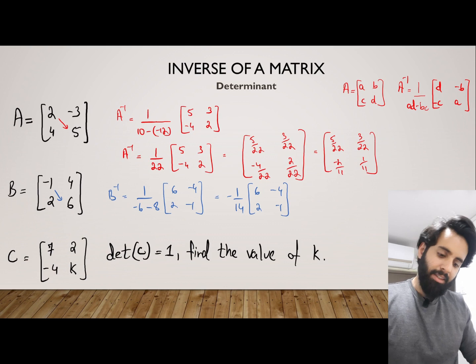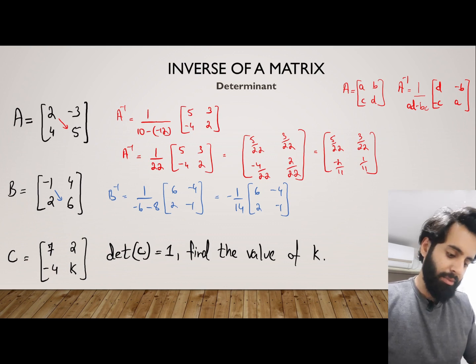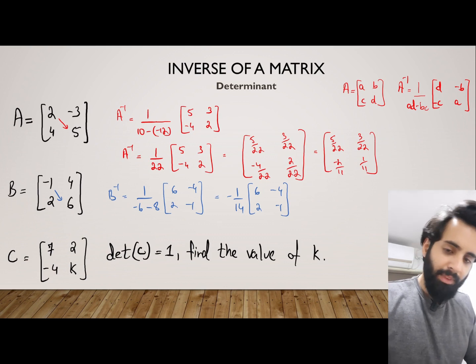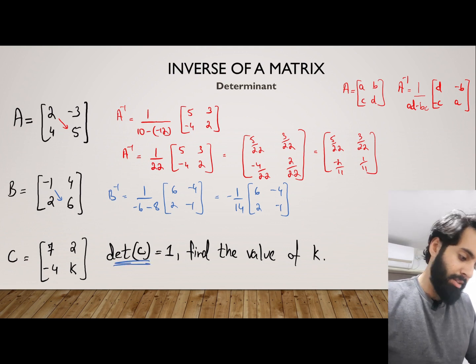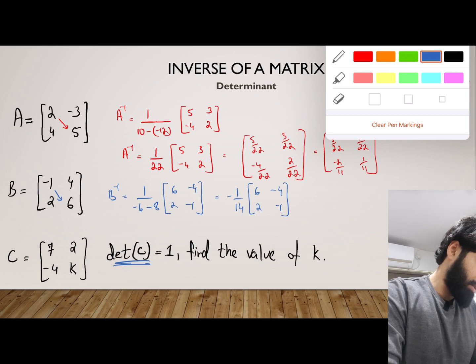Okay, part C is a little different. Here we don't have to find the inverse. Here we just have to find the value of k. Now, how do we do that? We're given what the determinant is equal to. So, let me do this with some other color. Let's do this with green here.